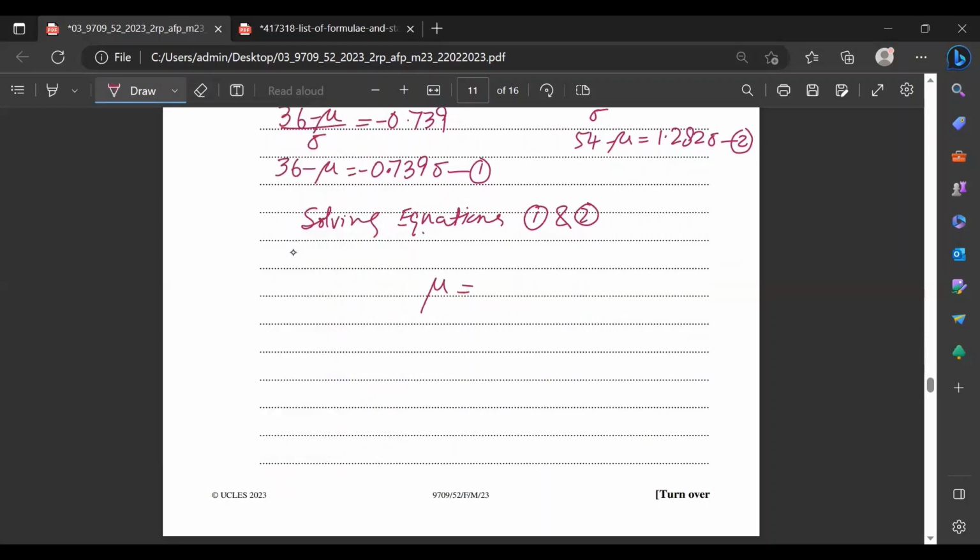Mu is equal to 42.6, and sigma is equal to 8.91. So these are the answers, the values of mu and sigma. Mu is equal to 42.6, correct to 3 significant figures, and sigma is 8.91, correct to 3 significant figures.